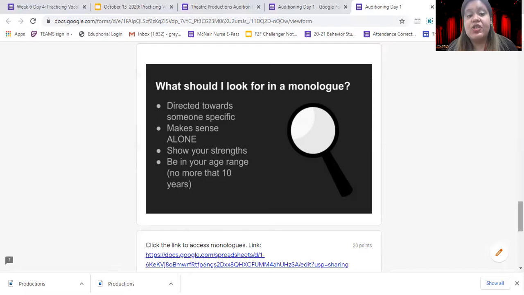The monologue should showcase your strengths as an actor. So if you are someone who's good at accents, that might be a good choice, is to find a character that requires an accent. If you are better at comedy, or if you feel that you are better at dramatic work, you will choose a monologue, or you should choose a monologue that shows off that strength.